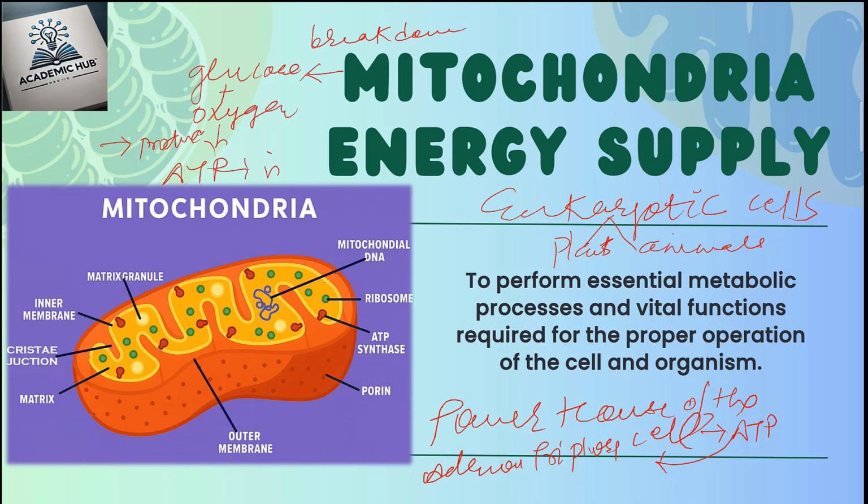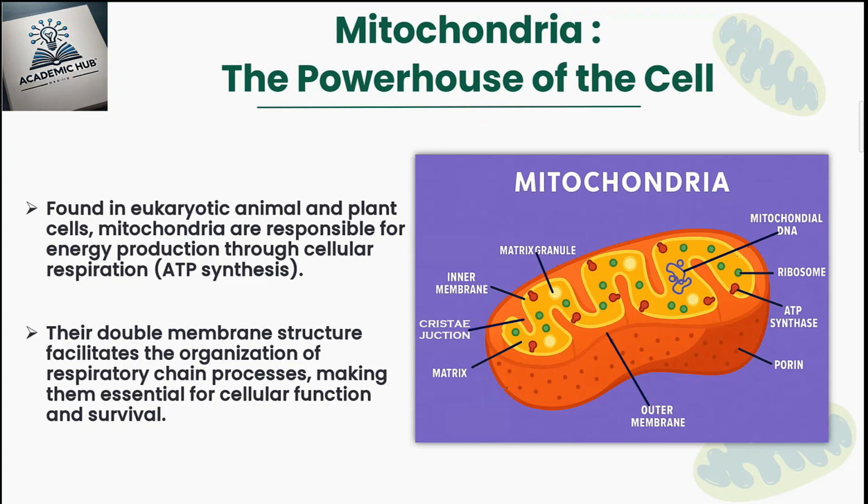Mitochondria are unique among organelles because they have their own DNA. This is known as mitochondrial DNA, allowing them to produce some of their own proteins and enzymes. This feature suggests that they may have originated from an ancient symbiotic relationship between a primitive eukaryotic cell and a bacterial ancestor. The theory is known as endosymbiotic theory.